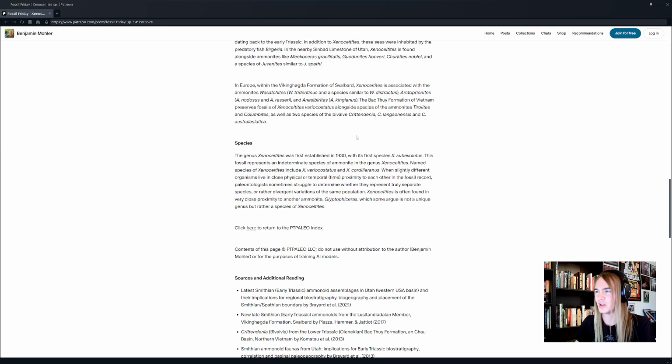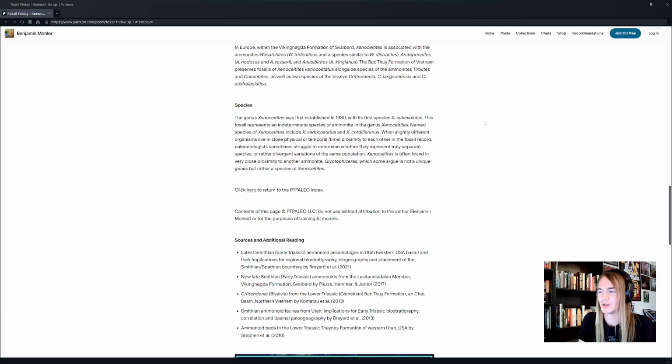Within that formation of Svalbard, Xenoceltites is associated with the Ammonites Wasachites, W. tridentinus, and a species similar to W. distractus. Arctoprionides, A. nodosus and A. reseri, and Anasiborides, A. kingianus. The Baktoi Formation of Vietnam, again, almost certainly mispronounced that, I'm so sorry. Preserves fossils of Xenoceltites viriocostatus alongside species of the Ammonites Tyrolides and Columbides, as well as two species of the bivalve Critindenia, C. langstonensis and C. australasiatica.